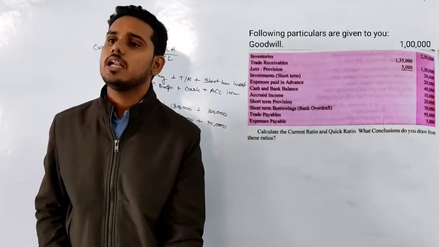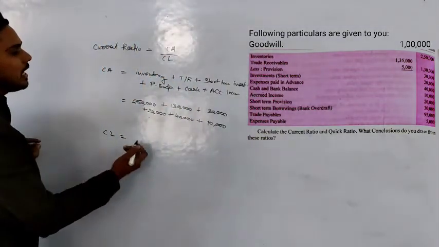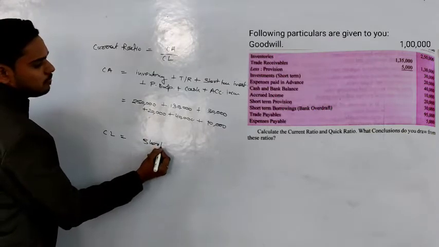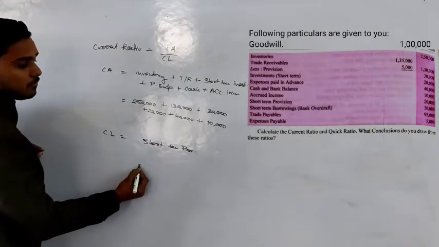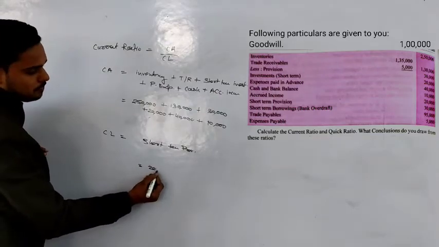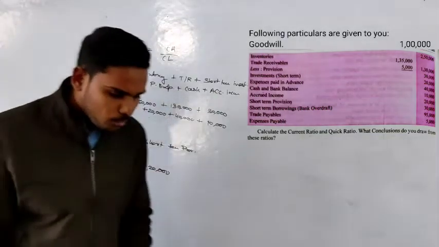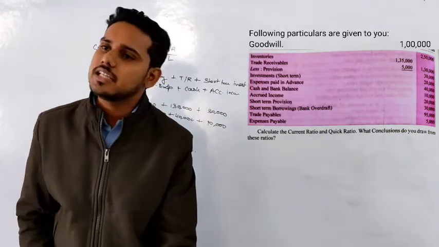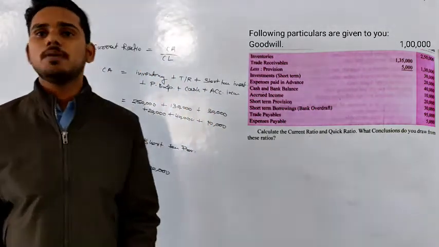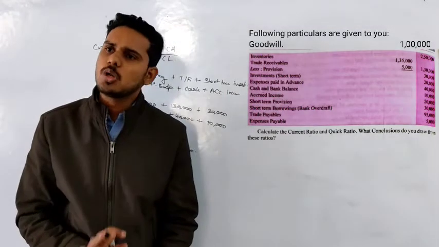Then we are having short-term provision. Short-term provision is your current liability. So write here in the current liability as short-term provision, and that is how much? 20. Yes. Then after short-term provision, next we are having is short-term borrowing, and in bracket it is written as bank overdraft. In this chapter, normally bank overdraft is your current liability.